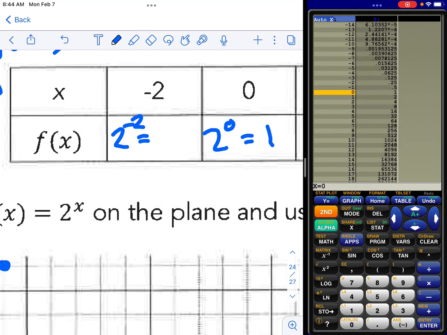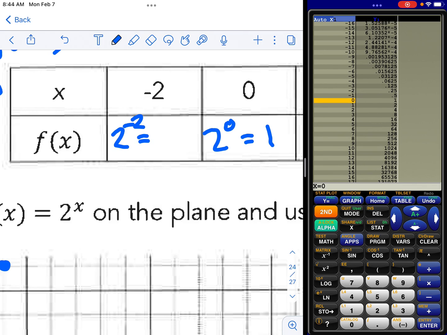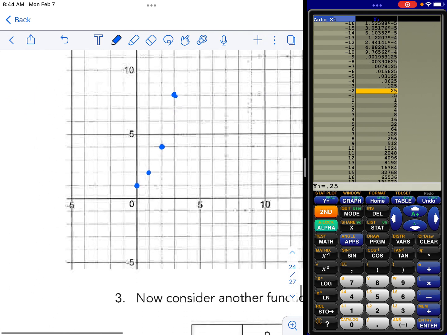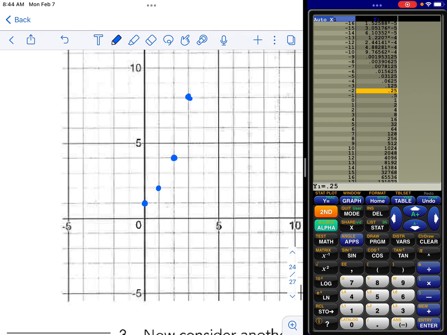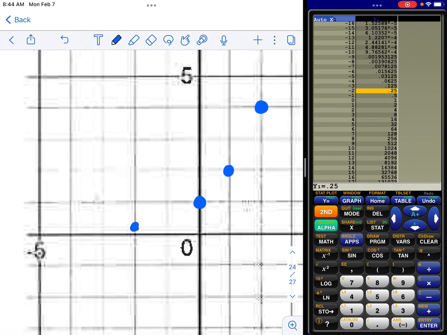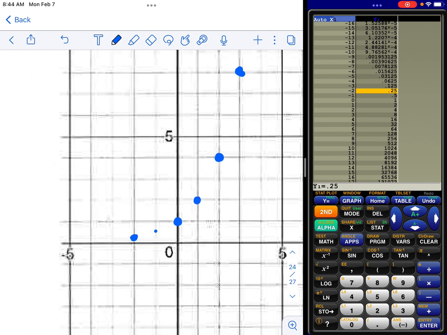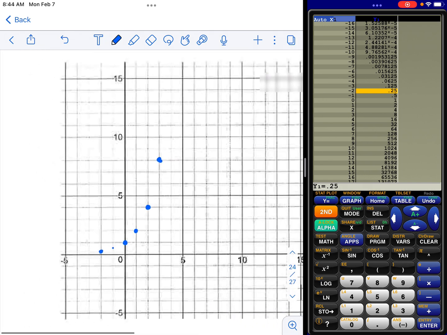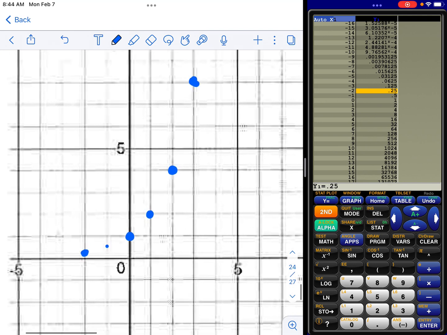Right? And then I didn't fill in 2 to the minus 2. I'm going to grab the table here, and let's switch this over to auto. 2 to the minus 2, if you notice, is 0.25. In other words, it's 1 over 2 squared, which is 1 over 4, right? And that's the decimal equivalent. So 2 to the negative 2, here's negative 2. We're down here at 0.25. This is 0.5 if you want to know.